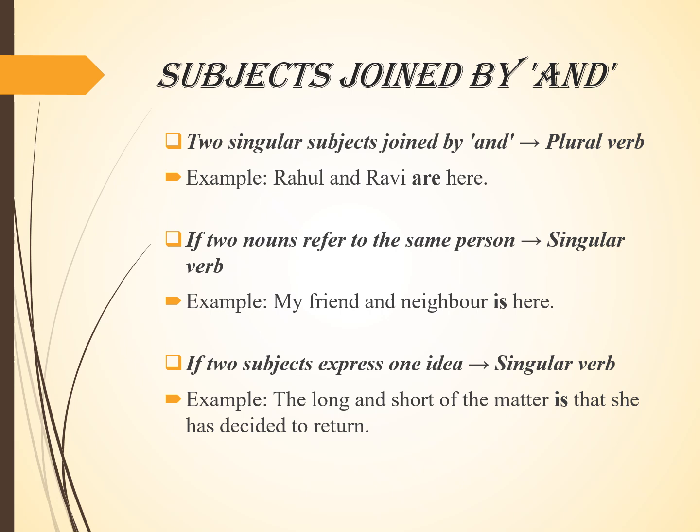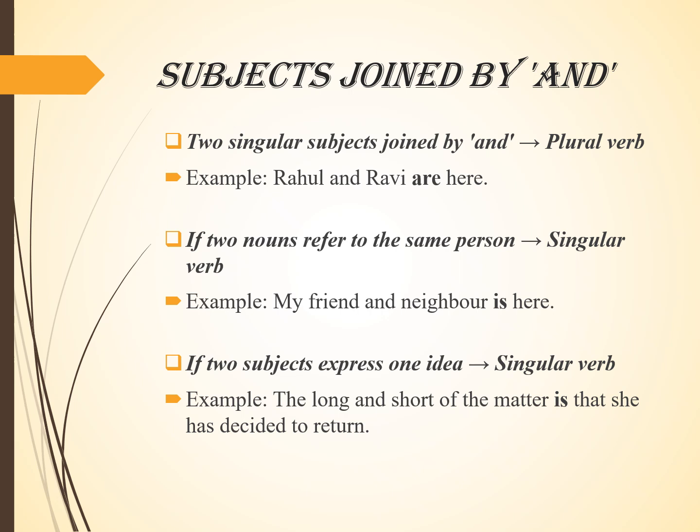Two or more singular subjects connected by "and" usually take a verb in the plural. For example, Rahul and Ravi are here. If two singular nouns refer to the same person or thing, the verb must be singular. For example, my friend and neighbor is here.